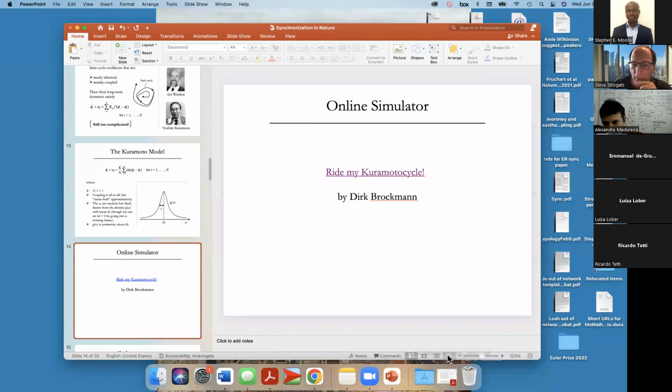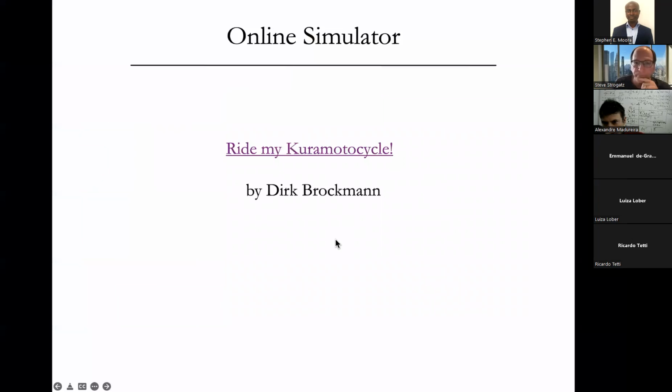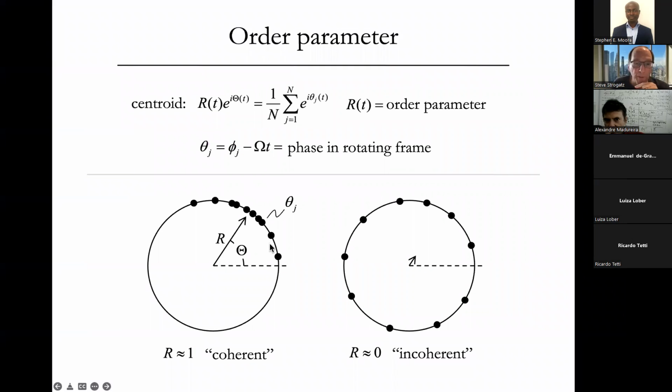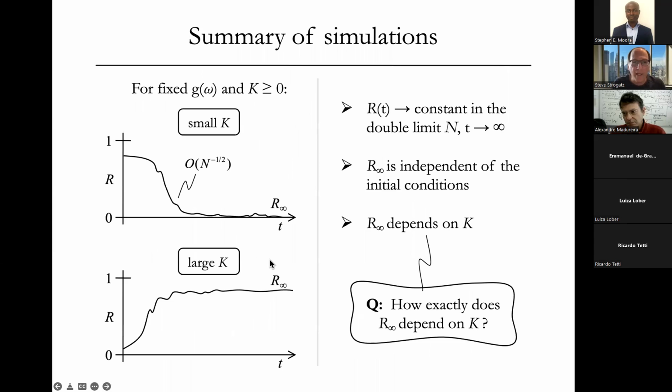So let's go back here. The concept of the order parameter I just introduced, it's the average of all the dots on the unit circle. We think of it in the complex plane. So it has a radius and an average angle, big theta, sort of shown here. And when R is close to 0, it's kind of a state like this, whereas when it's close to 1, it's fairly synchronized.